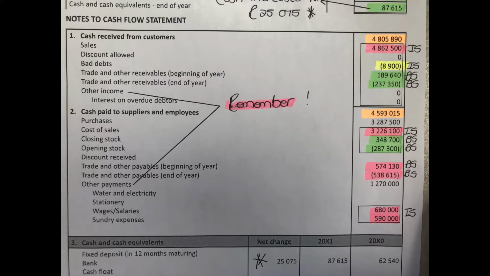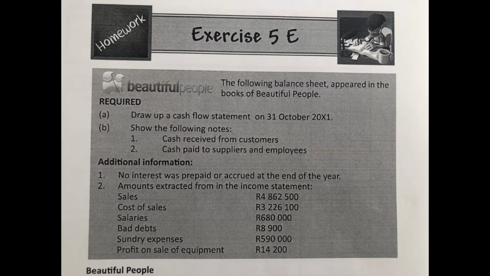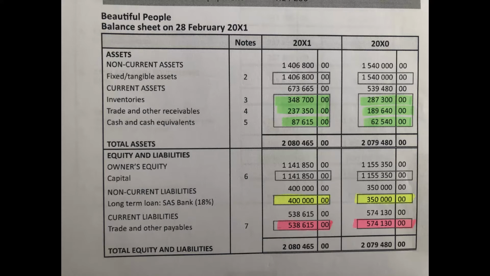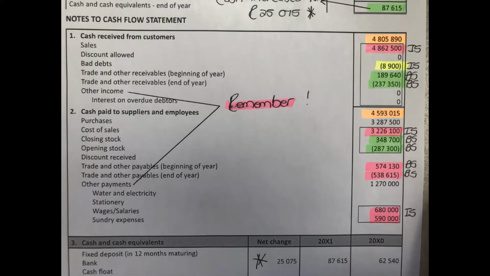We start with cash received from customers. We start with sales, which is 4,862,500, and we get that amount in the income statement. We deduct bad debts. There was no discount allowed in this exercise. So we deduct bad debts of 8,900. So we're going to write that in brackets. We add trade and other receivables at the beginning of the year, which was 189,640. And we deduct trade and other receivables at the end of the year, which was 237,350. If we add those amounts, we get the cash received from customers, which is 4,805,890.